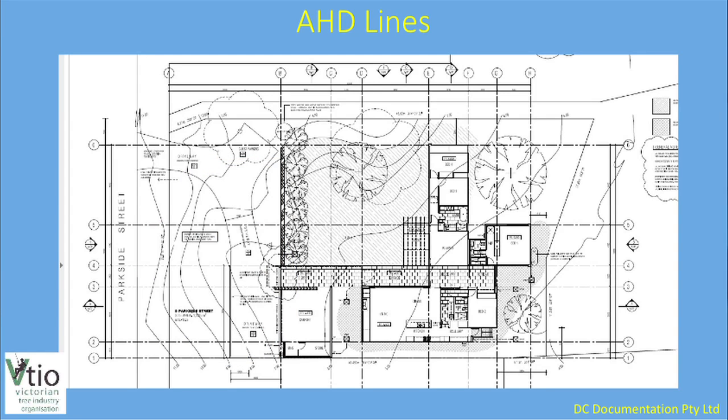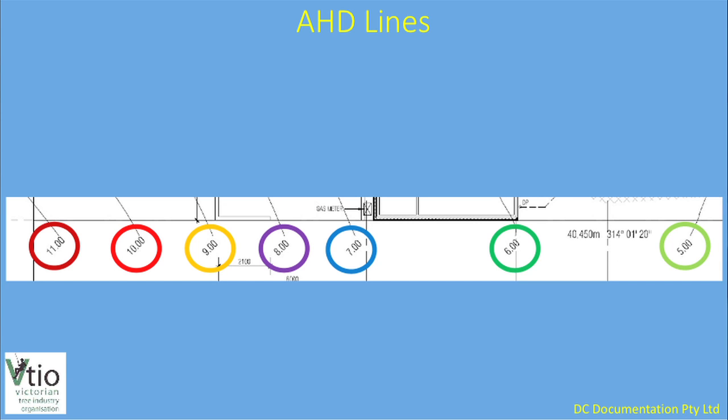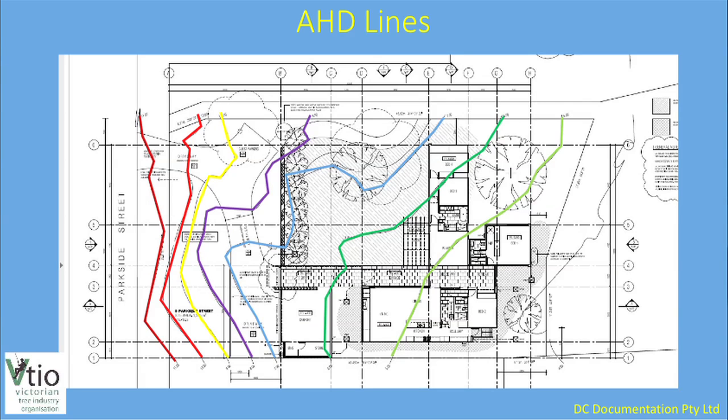So my AHD lines, you'll see them down here in the bottom of the picture. They run all the way up to the top. Here we are a bit closer in, and I've colour coded them for you, and you see as they run across the page, and now I can get a better visual of the contour of the land, which helps me identify sort of where the impacts of site cuts and site fills might be greater.